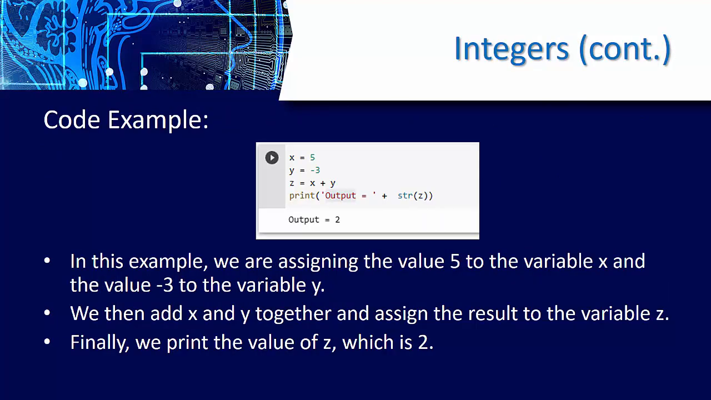Okay, here's a code example. In this example, we are assigning the value 5 to the variable x and the value -3 to the variable y. We then add x and y together and assign the result to a variable z. Finally, we print the value z, which is 2.